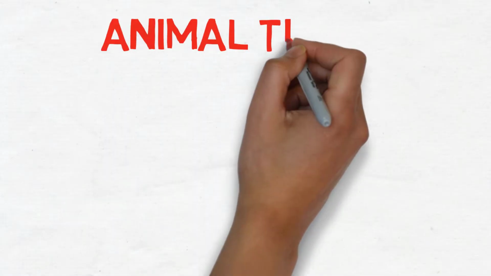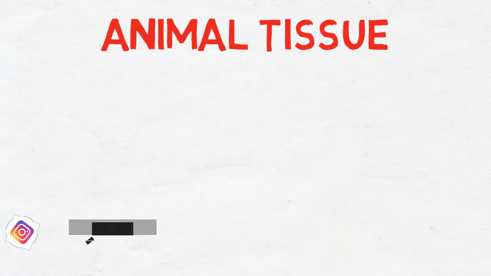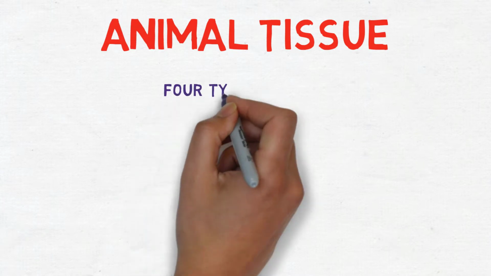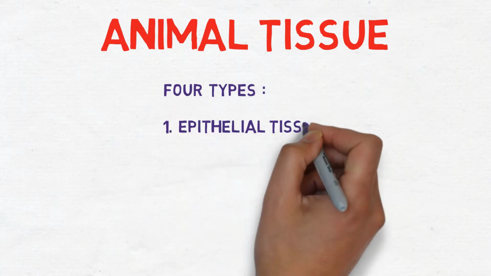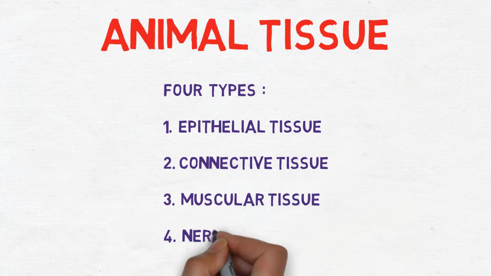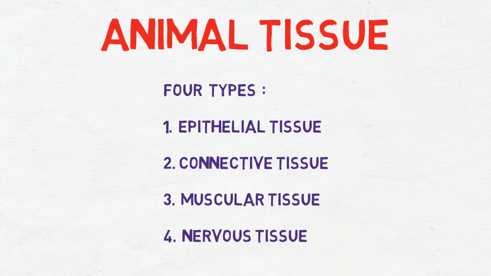Now let's study animal tissue in detail. Surprisingly, the complex and complicated bodies of all animals are made up of only 4 types of tissues based on the type of function they perform: epithelial, connective, muscular, and nervous.